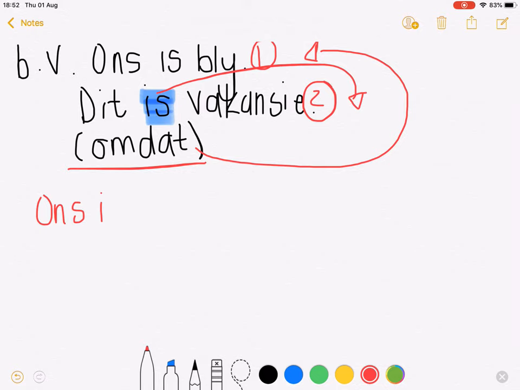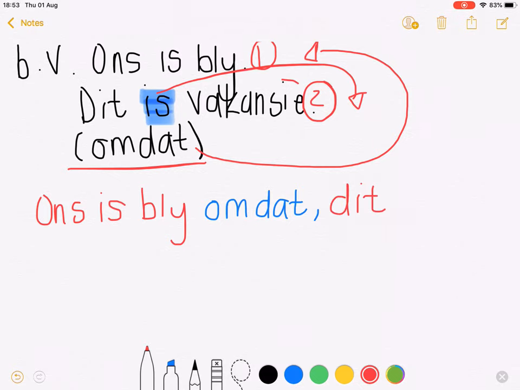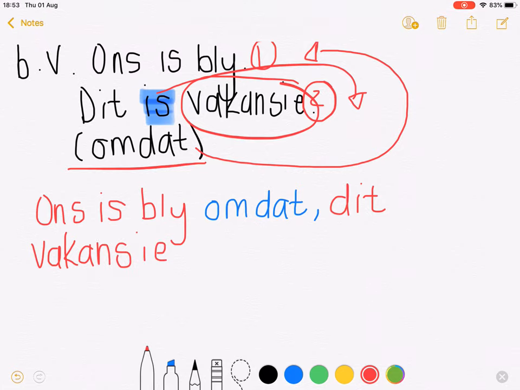Ons is bly, conjunction, omdat, comma, second sentence, dit. The next word I'm going to use is this one as our verb moved to the end. Dit, vakansie, and our verb is, full stop.